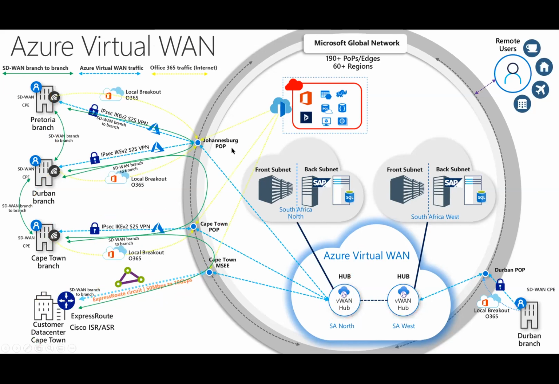And then when you want to hit local, you break out from the branch straight into our Azure Front Door, which is our services offering you Teams and O365. You don't have to hit a single PoP, say in Joburg or Cape Town, to connect to us. You can break out directly from the branch.